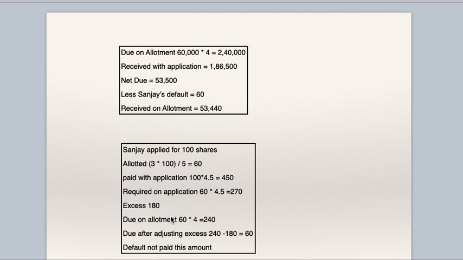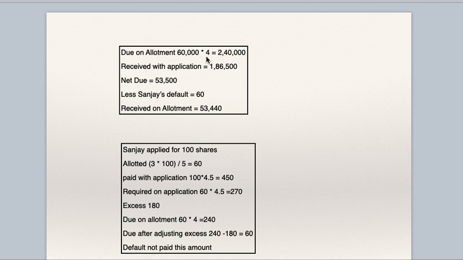Now what is the amount due on 60 shares which Sanjay was having? 60 into 4, 240. This is allotment money due. But 180 he has already paid extra with application. So net amount due is only 60 from Sanjay on allotment, but he has not paid this net money due on allotment. He has defaulted this.